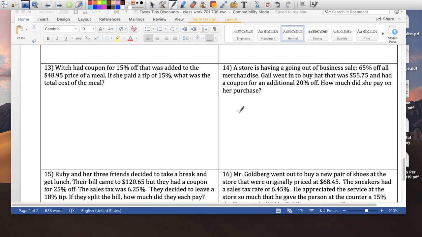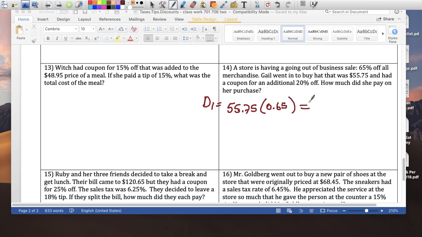Number 14, a business is going out of business. Sales, 65% off on all merchandise. So Gail went to buy a hat. It's $55.75. So everything's on sale for 65% off. So let's find the discount first. This is discount one. Times 0.65. It's a huge discount.